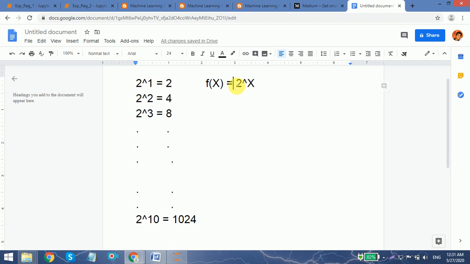So I have taken an exponential function here, that is f of x equals 2 raised to x. Whenever I increase the value of x, the value of f of x is going to increase. But here you can see that we just increase our value of x by 1, but our f of x value or output value is increasing exponentially, or it is following an exponential pattern. So this function is called an exponential function.